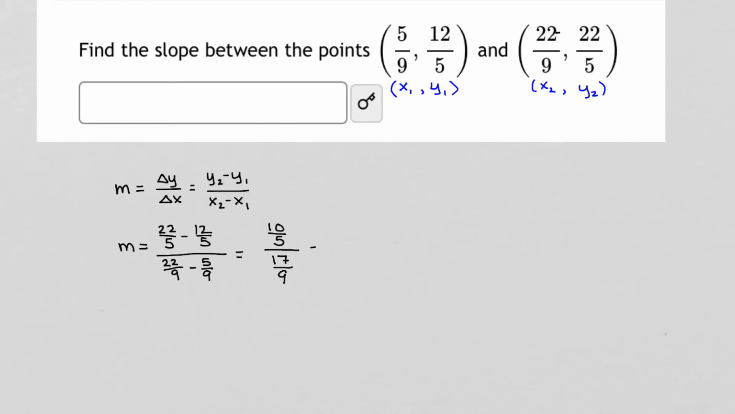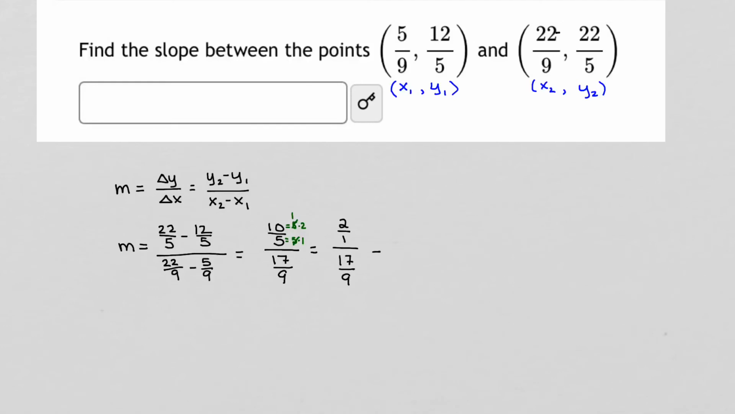Let me go one more step quickly. 10 divided by 5, notice I can reduce that fraction. 5 is equivalent to 5 times 1, and 10 is equivalent to 5 times 2. In other words, both 10 and 5 are divisible by 5, and so I can cancel the common factor of 5, leaving me in the numerator with 2 over 1 divided by 17/9. Okay, so far. So our slope is actually a complex fraction. Fractions within a fraction.